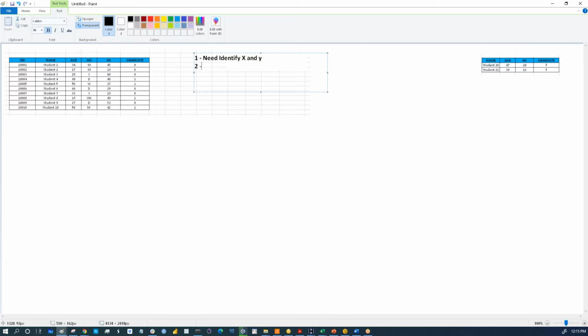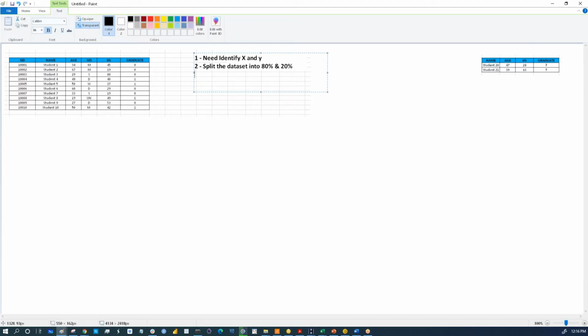Number 2, we need to split the data set into at least 2 partitions or 2 parts. The first one should be larger than the second one, 80% and 20%. You could do 70 and 30, 75, 25. It doesn't really matter as long as you have one partition larger than the other one.